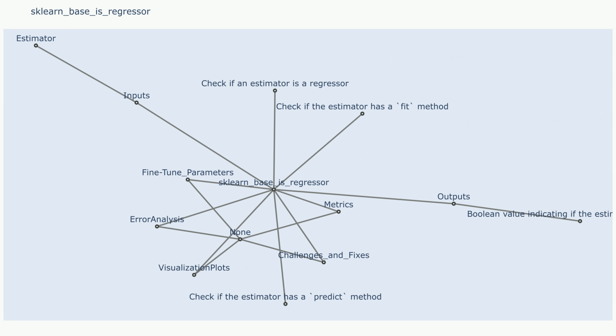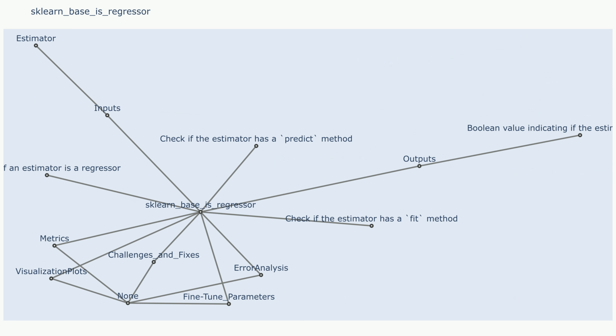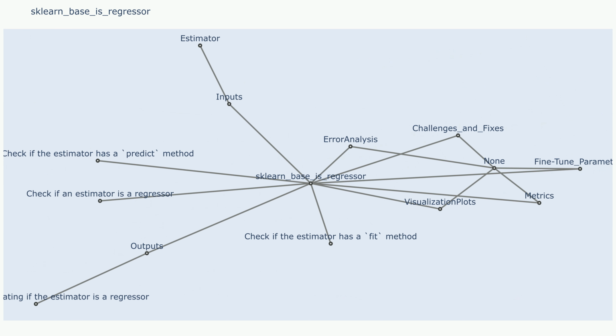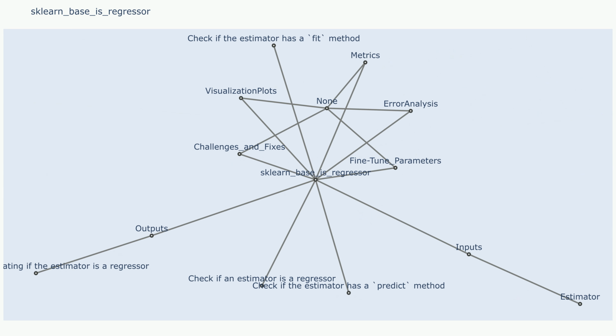Inputs: estimator, the estimator object whose type needs to be identified. This could be any model from scikit-learn's library, such as linear regression, decision tree regressor, or random forest regressor. Outputs: Boolean, returns true if the provided estimator is a regression model, false otherwise. Steps: checks the _estimator_type attribute of the given estimator. If the _estimator_type attribute is set to regressor, the method returns true. If it is not set to regressor, or if it's not present, the method returns false.